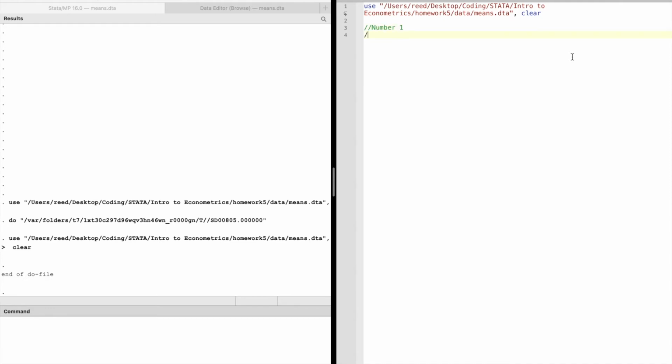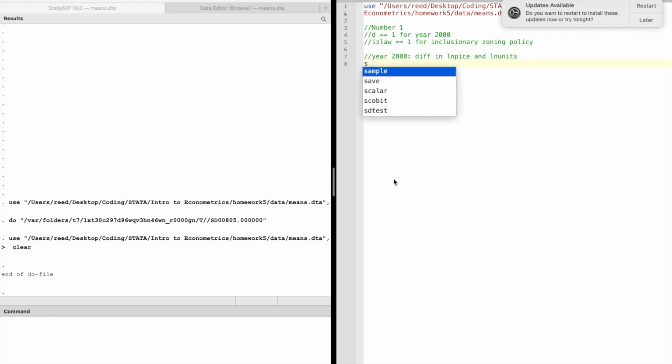For number 1, D equals 1 for the year 2000, just to keep that in our mind, and IZ law equals 1 for inclusionary zoning policy. So we're looking at the year 2000, the difference in ln price and ln units. We can find the means by summarizing ln price if IZ law equals 0 and D equals 1.